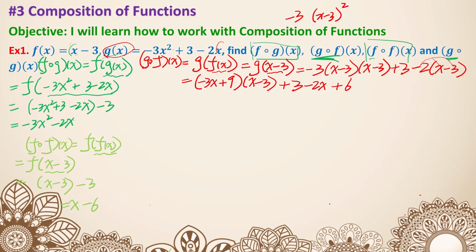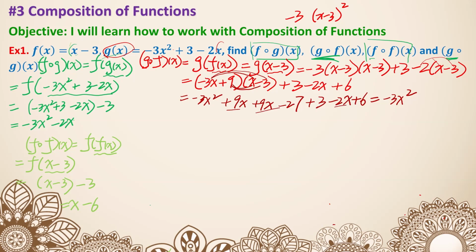In the front, I'm going to do my string. Negative 3x with x is a negative 3x squared. Negative 3x with negative 3 is a plus 9x. Then we have another plus 9x. And on the end, we have a minus 27. And plus 3 minus 2x plus 6. So that's going to simplify to be negative 3x squared. Plus 9x plus 9x is 18x minus 2x, so plus 16x. Minus 27 plus 3 is negative 24. Plus 6 is a minus 18.